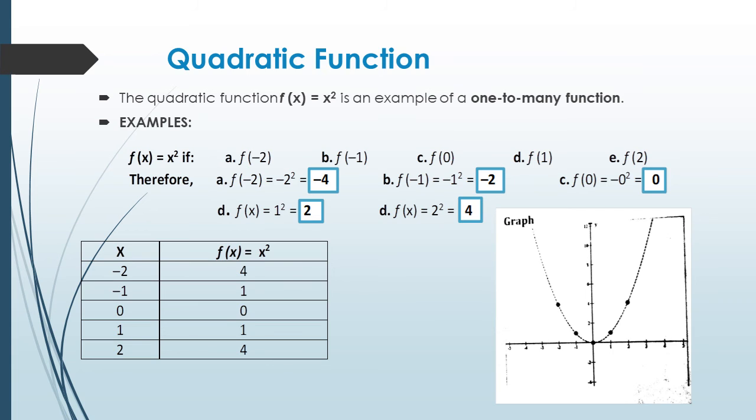F of -2 is equal to -2 squared. Ang sagot mo ngayon ay -4. Sa letter B naman po, f of -1 is equal to -1 squared. Ang sagot naman po ay -2. Letter C naman po, f of 0 is equal to 0 squared is equal to 0. Sa letter D naman po, f of x is equal to 1 squared is equal to +2. Then, sa letter E naman po, f of x is equal to 2 squared is equal to +4.